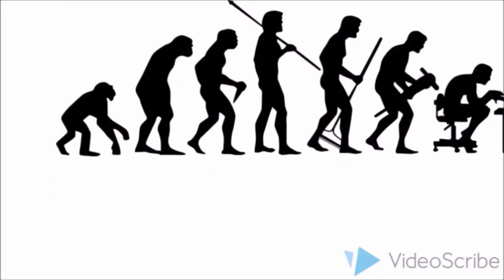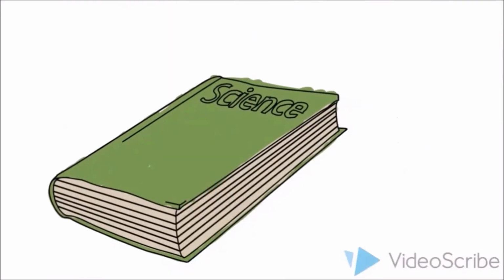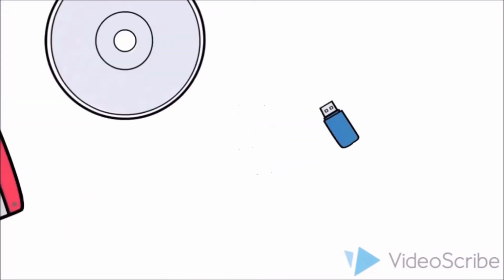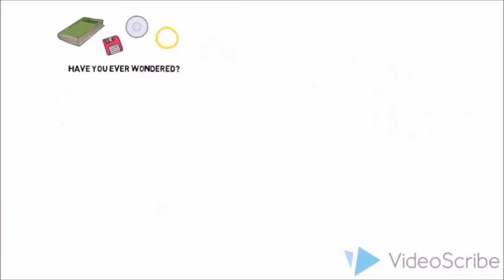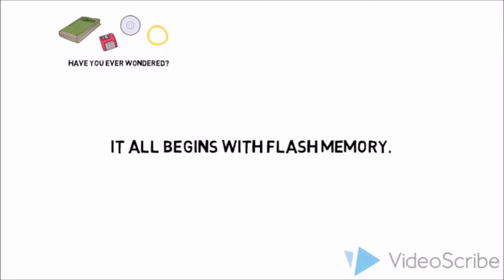Hi! Like human evolution, information storage devices have evolved with time, from bulky books to floppy disk, CDs, and now flash drive. Have you ever wondered how such a tiny device is capable of storing so much more information than its predecessors? It all begins with flash memory, an electronic non-volatile way to store information.